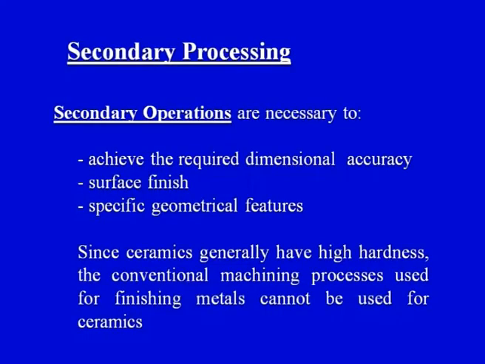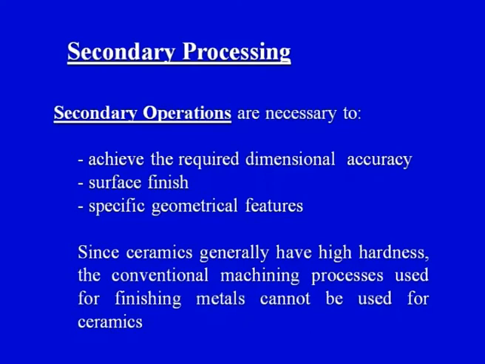Second is surface finish. Many times the surface finish is going to dictate the in-service performance of the ceramic part, and the surface finish that we have achieved during the processing of the ceramic part is not up to the desired specification, and therefore we may be required to go for secondary operations in order to improve the surface finish of the ceramic part. And finally, the specific geometrical features.